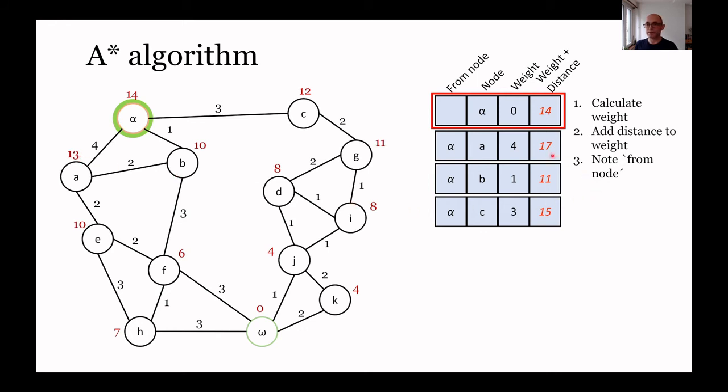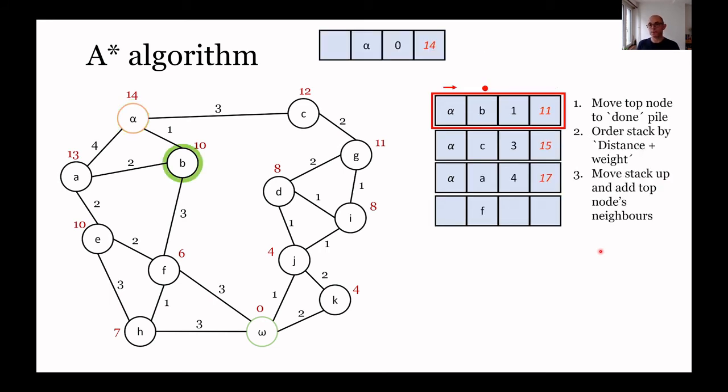So that adds up to 17, whereas B has a distance through the network of 1 and a straight line distance to our destination of 10. And that sums to 11. And for C, we have the cost of travelling through the network of 3 plus 12 is 15. It's quite simple. And then we move on to our analysis. We reorder them by this right-hand column. And the next one in line is B, which has a value of 11.